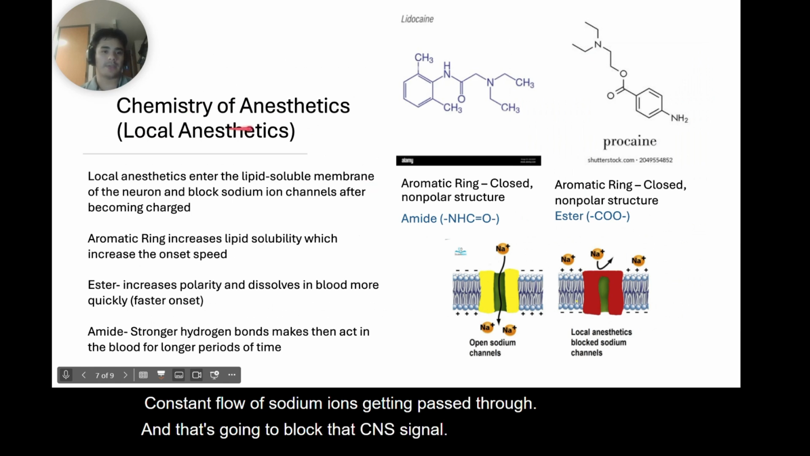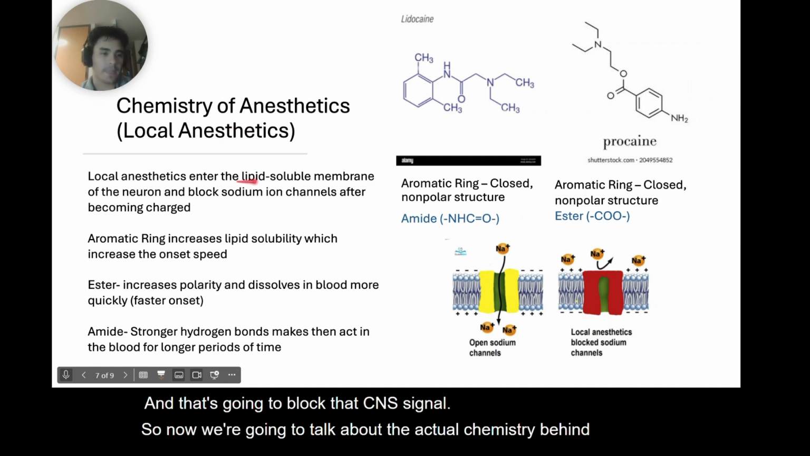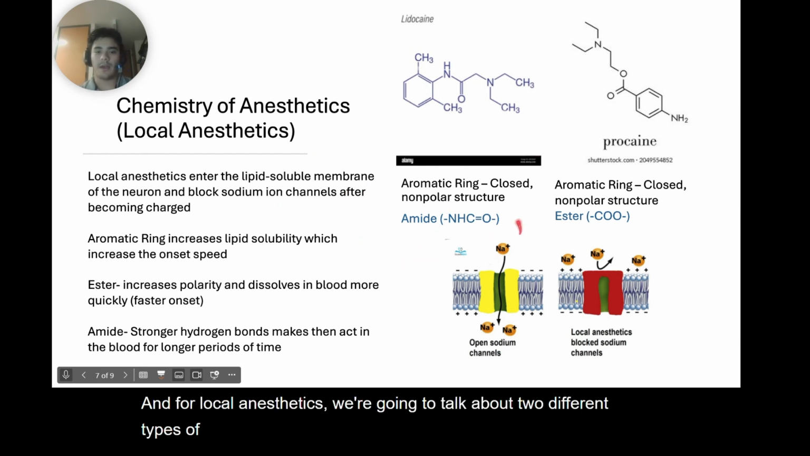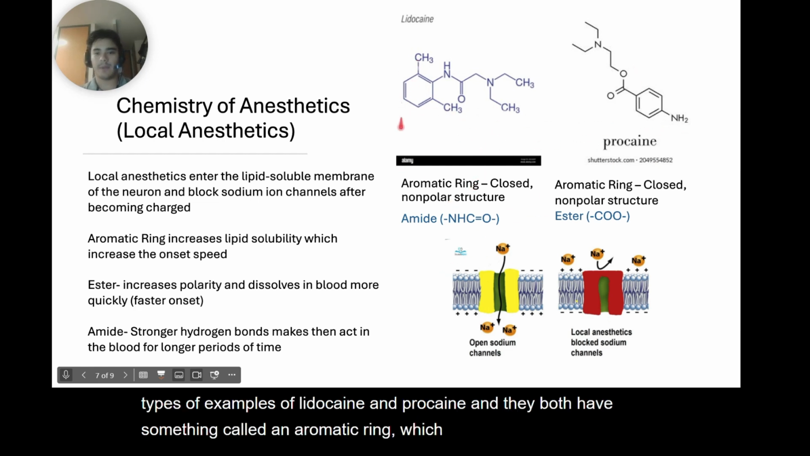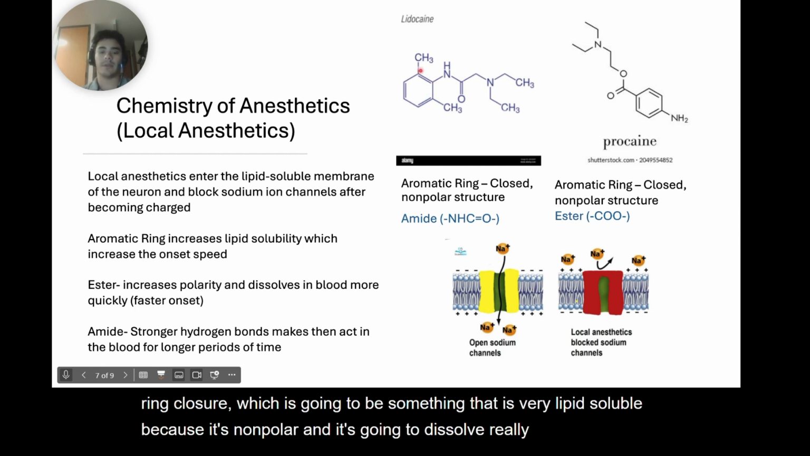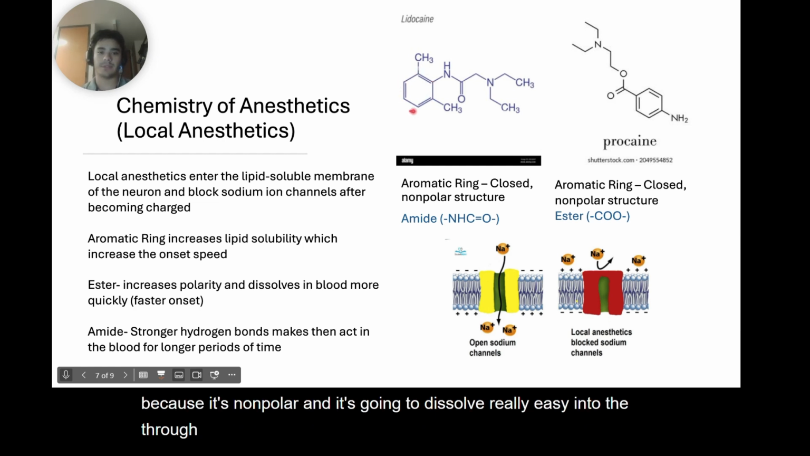So now we're going to talk about the actual chemistry behind anesthetics. For local anesthetics, we're going to talk about two different examples, lidocaine and procaine, and they both have something called an aromatic ring, which is a non-polar ring closure. That is very lipid soluble because it's nonpolar, and it's going to dissolve really easily through types of lipids, which are fats.